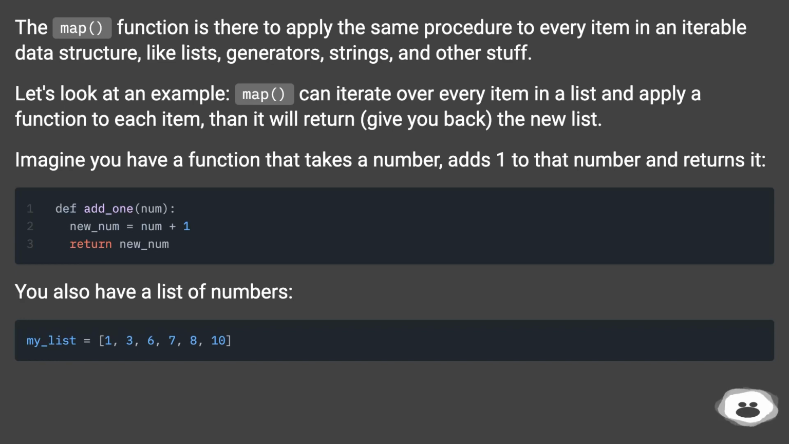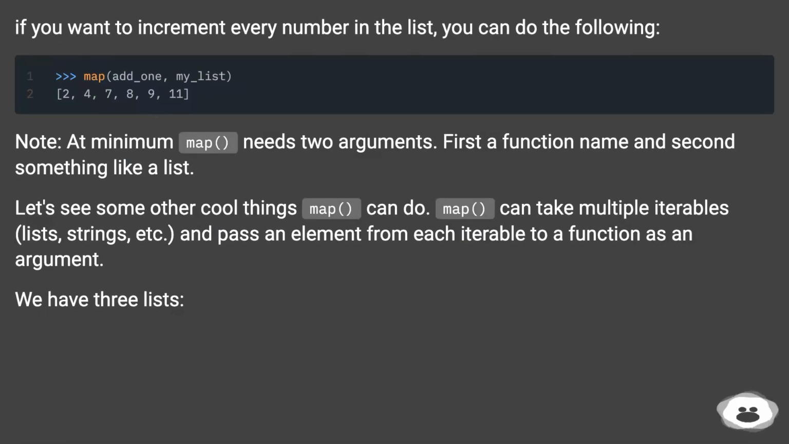Imagine you have a function that takes a number, adds 1 to that number and returns it. You also have a list of numbers. If you want to increment every number in the list, you can do the following. Note, at minimum map needs 2 arguments. First a function name and second something like a list. Let's see some other cool things map can do.